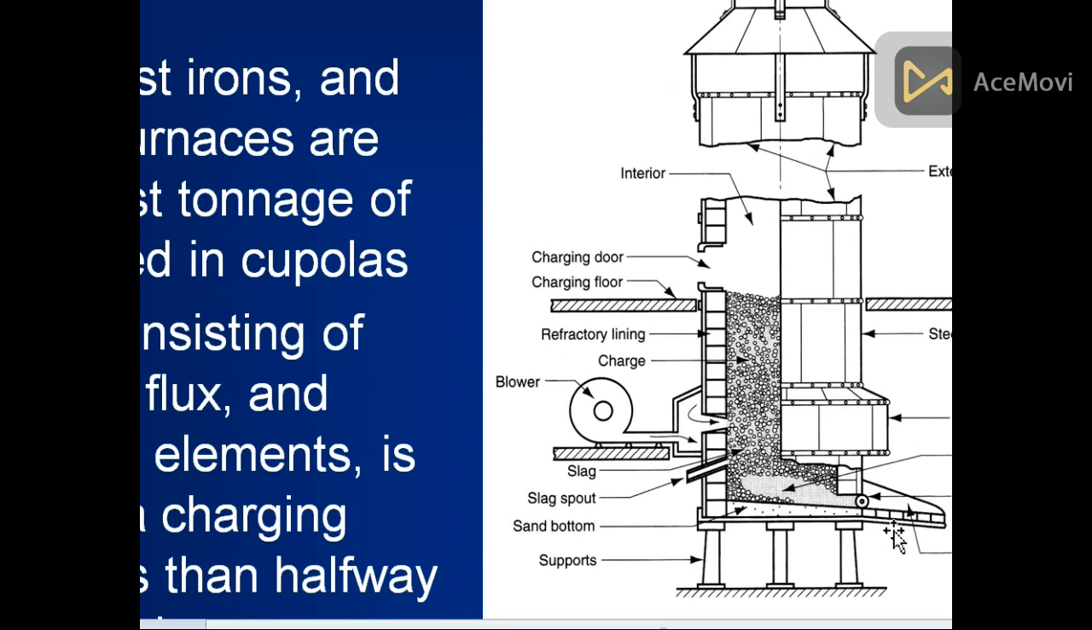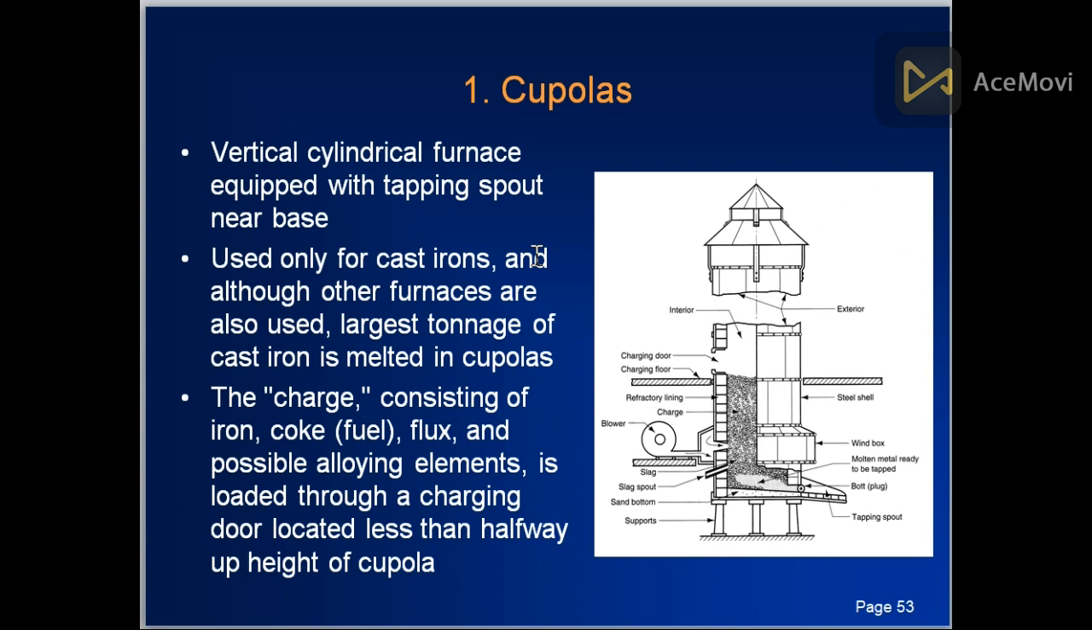This is the tapping spout. This is for moving metal. This is basically the wind box. This is the charge. This is basically the blower to blow the air. And this is the whole assembly. You can see it on Google or any other place. This is not the task of the manufacturing process.